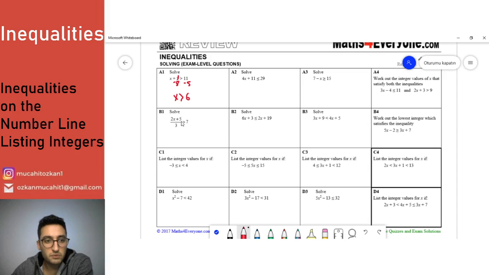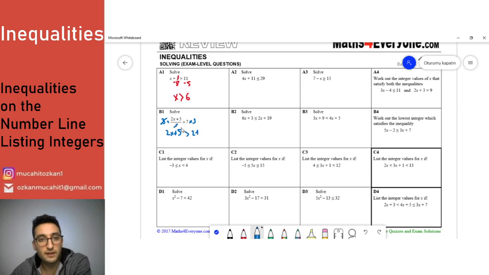B1, solve (2x plus 5) over 3 greater than 7. As I told you, we are looking for single x on one side of the inequality and on the other side a value. That's why I need to get rid of everything right next to x. First, I need to get rid of this divided by 3. To get rid of it, I need to do the opposite operation, which is multiplication. So I multiply both sides by 3, because whatever I do on one side, I need to do the same thing to the other side. These 3's simplify, and we will have 2x plus 5 greater than 7 times 3, 21.